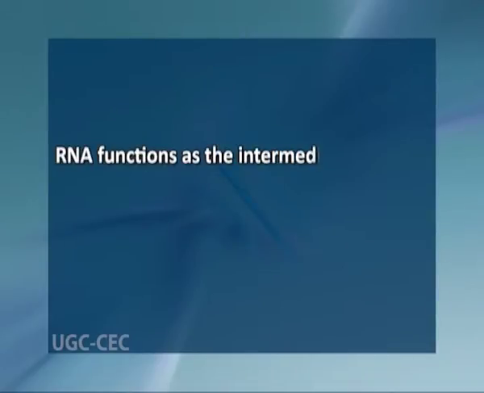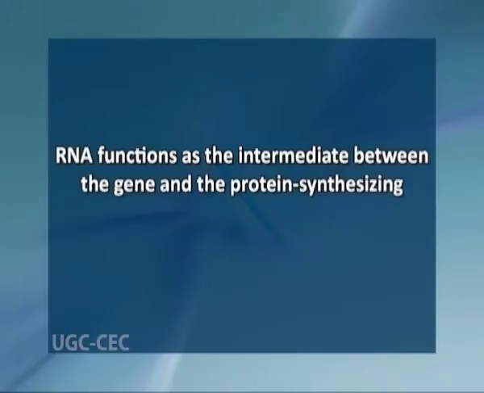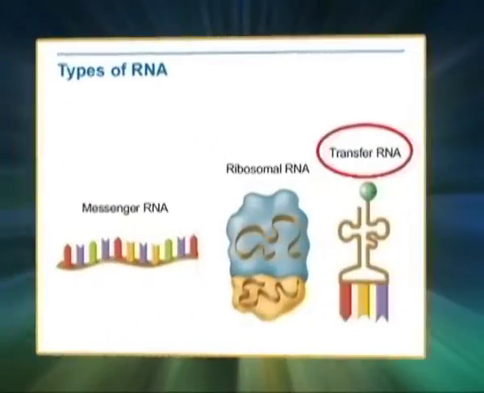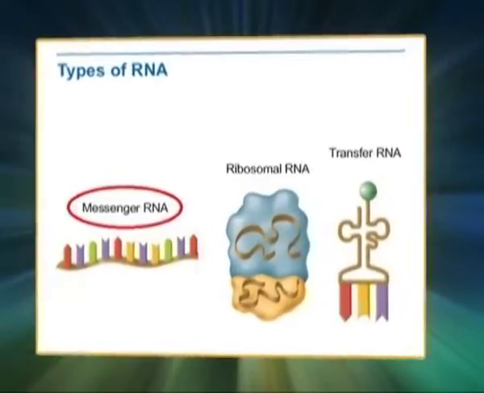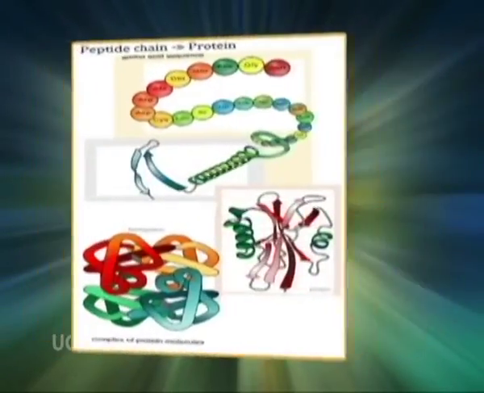Except for the case of certain viruses, RNA is not the genetic material and does not need to be capable of serving as a template for its own replication. Rather, RNA functions as the intermediate, the mRNA, between the gene and the protein synthesizing machinery. Another function of RNA is an adapter, the tRNA, between the codons in mRNA and amino acids.